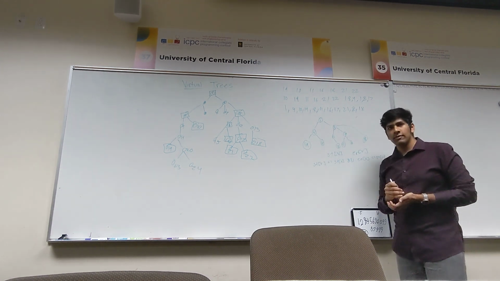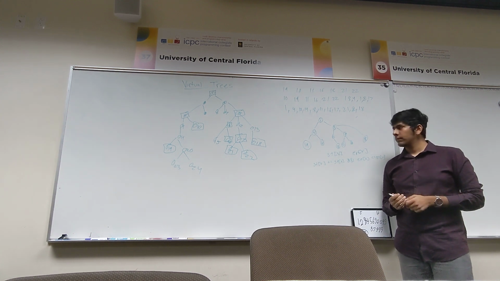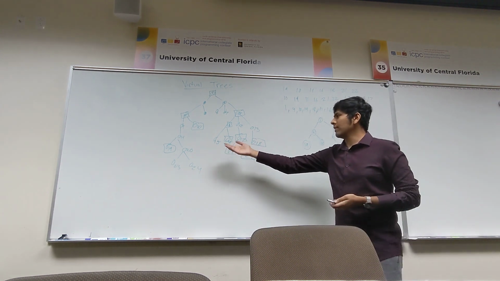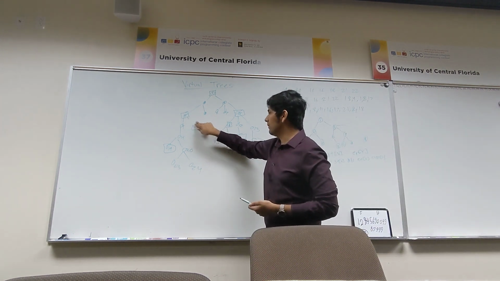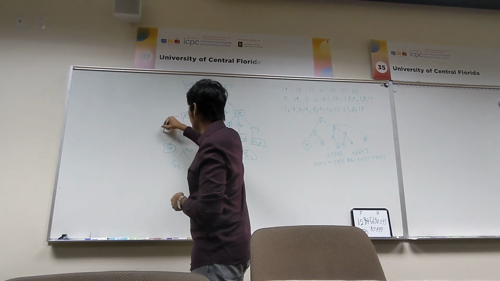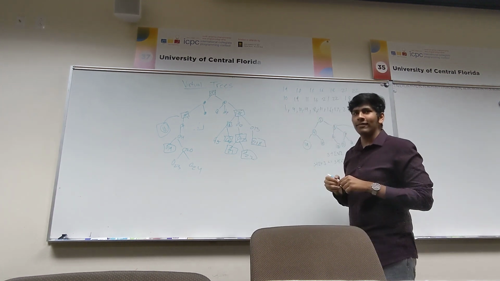Does that make sense? Why does 10 come before 19 in the pre-order traversal? I mean, it doesn't actually matter. Yeah, you're right, it should really be the other way around. But we just put it over here. It doesn't matter.